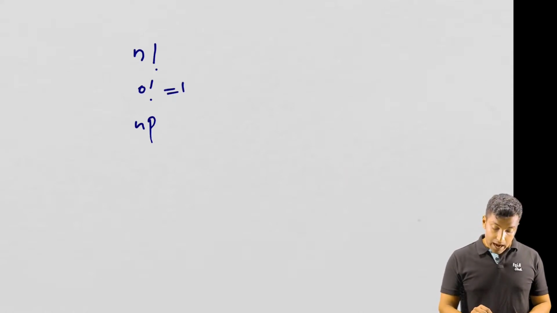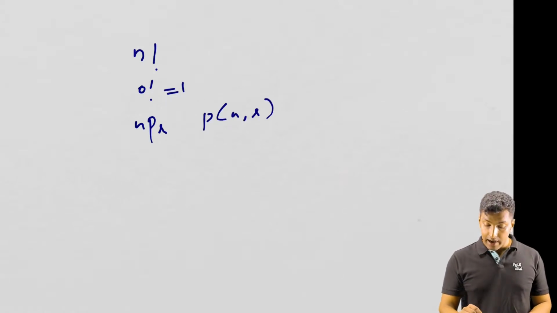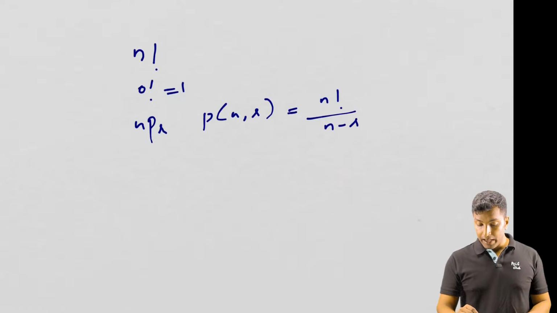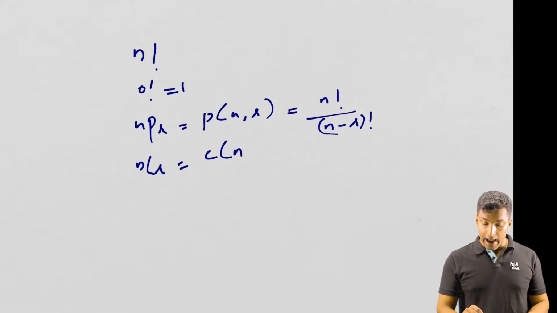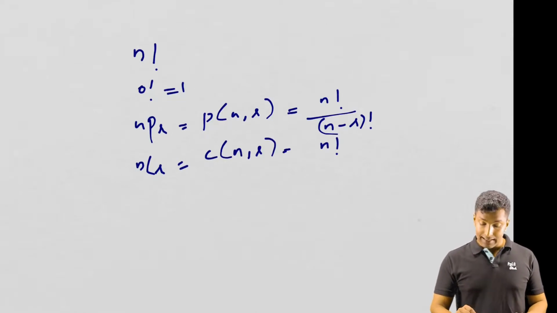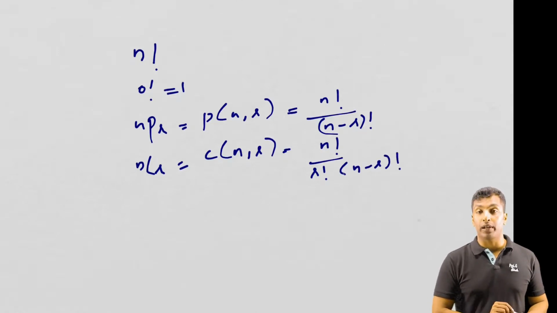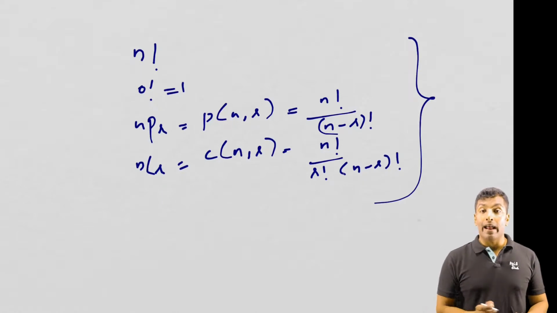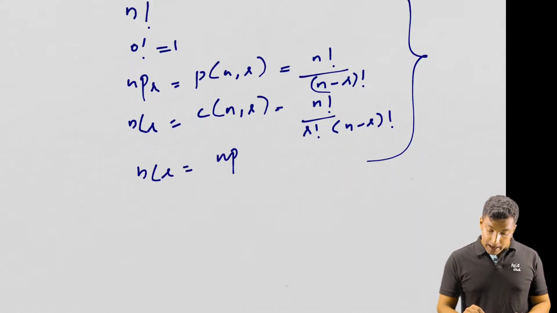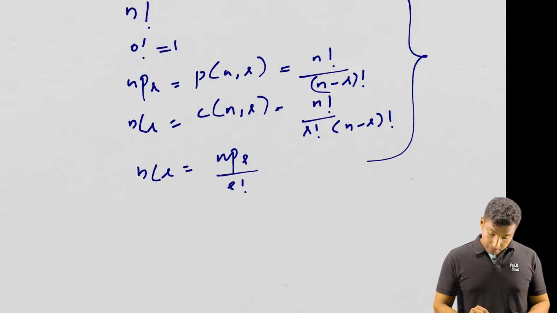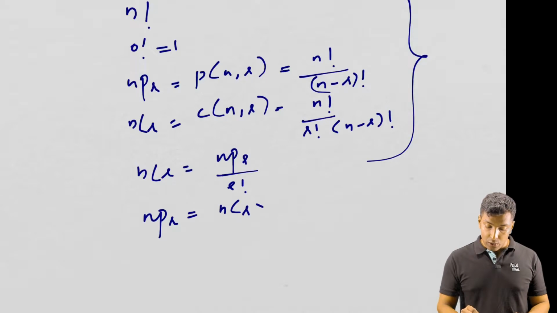Then we have discussed nPr, or P of n comma r, as n factorial divided by (n minus r) factorial. Then we have seen nCr, or C of n comma r, as n factorial divided by r factorial into (n minus r) factorial. All these things are discussed, and we have also seen the relation of nPr and nCr. So what was that? nCr is equal to nPr divided by r factorial, or nPr is nCr into r factorial.